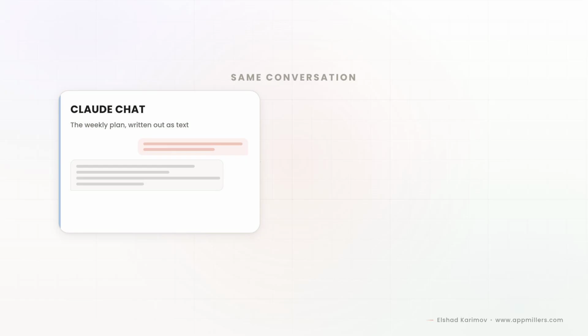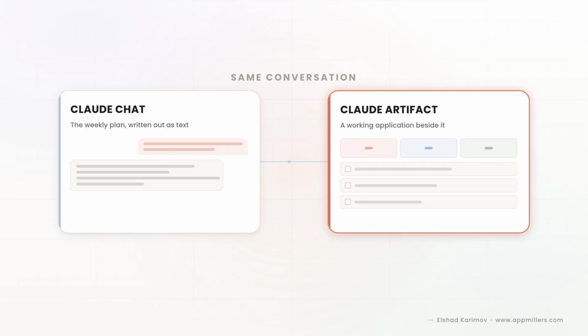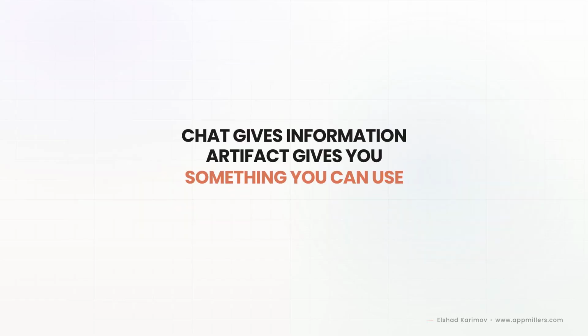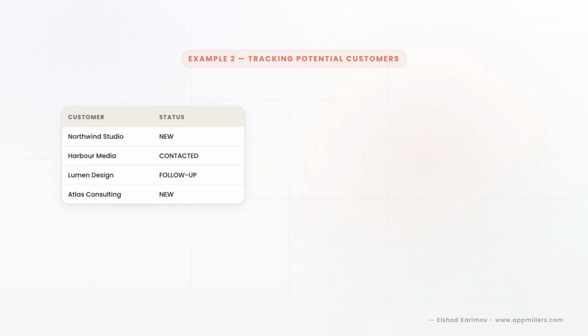Imagine you ask Claude to create a weekly workout plan. In a normal conversation, Claude gives you the plan as text. You read it, you can copy it, but it is still only a message inside the chat. An artifact can turn that same workout plan into an interactive tool. You can mark exercises as complete, track your weekly progress, update the plan when needed. The chat gives you information. The artifact gives you something you can actually use.